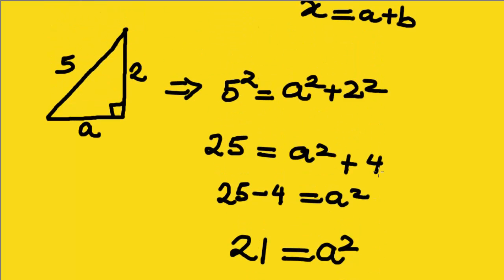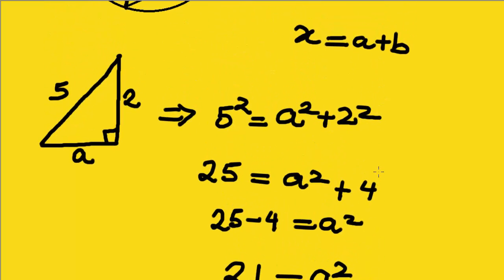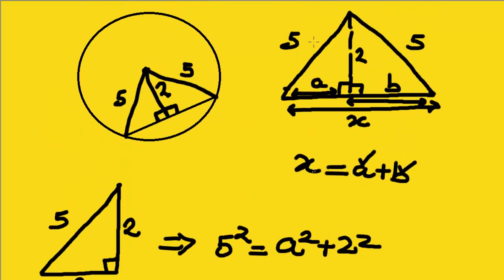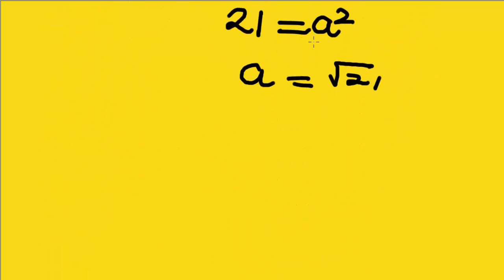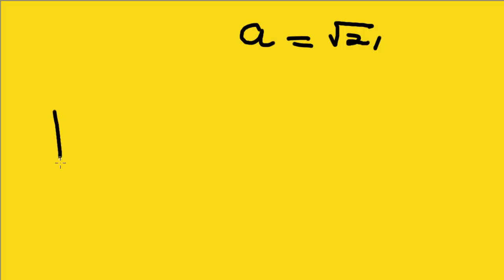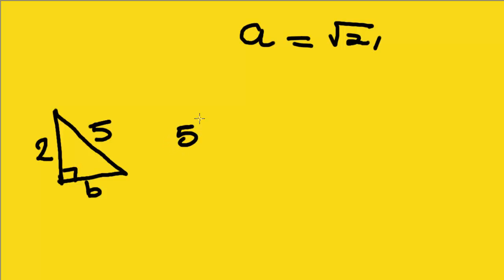Now, remember, x is a plus b. I found a now. If I know b, I just add a and b together to get x. Let's look at the other half of the triangle and consider it separately. Again, they share the same height. The 2 triangles share the same height. So this is also 2. As you recall from the image I just showed, this is 5, and this is b. It's also a right angle triangle, so Pythagoras' theorem applies again. So the length of the hypotenuse squared is equal to the sum of the squares of the other sides.